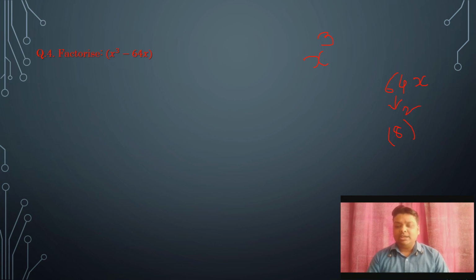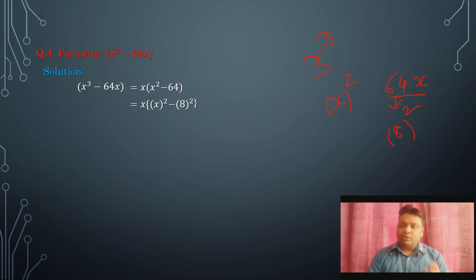So in this case again we will find the common between these two terms, x cube and 64x. Then what is common? x is common. So we can keep x out. Then what is left? x square in the first term and 64 in the second term. Now x square is the square of x, and 64 as 8 square. Now we can apply the formula a square minus b square. It means x we will keep out and we can write x plus 8 and x minus 8 like this. Okay students, I hope that you all have understood.